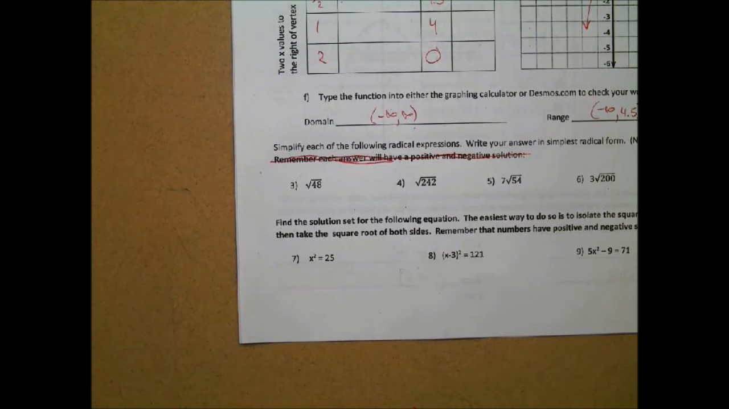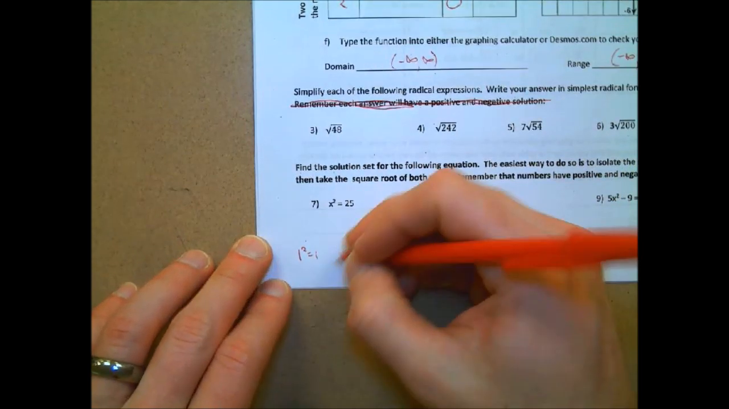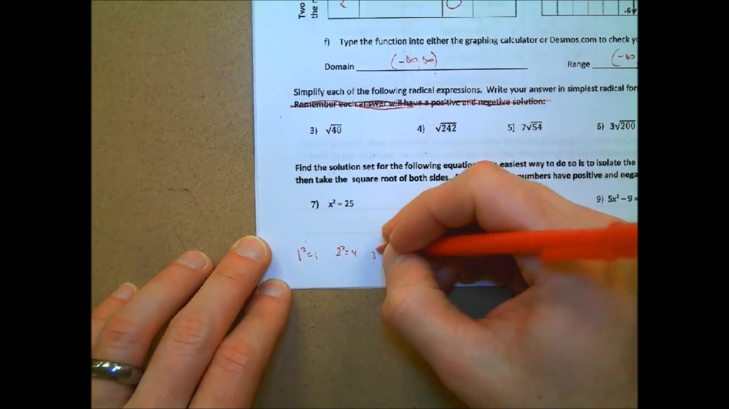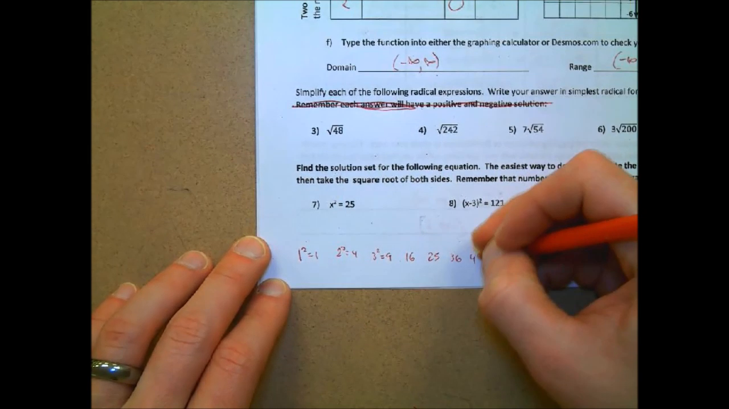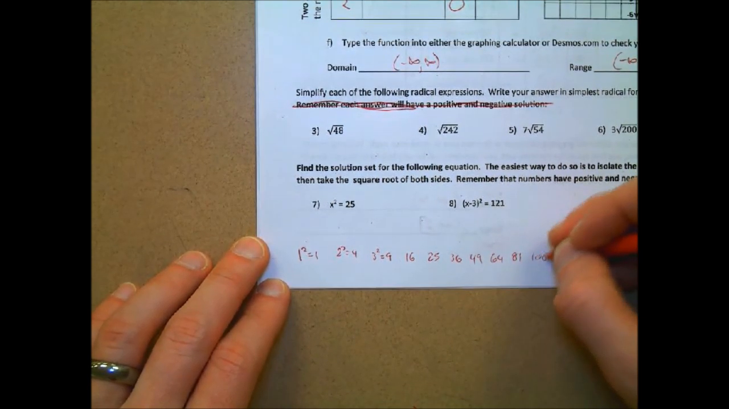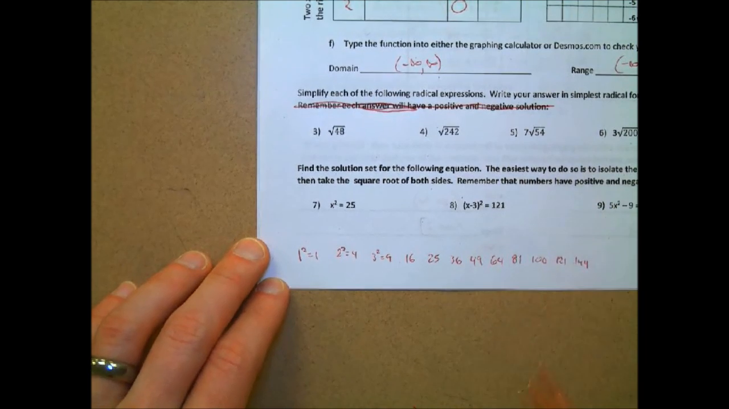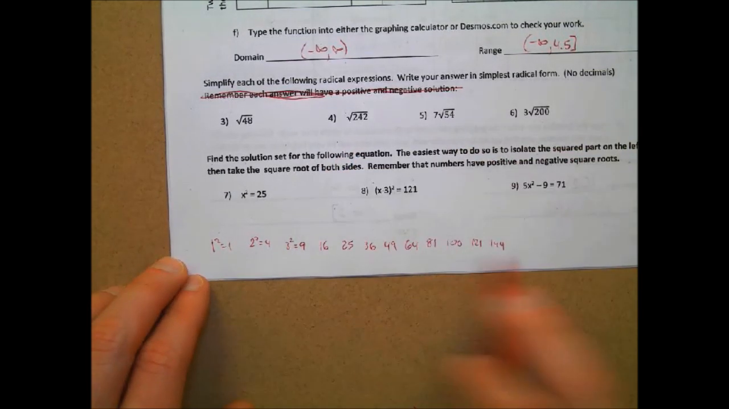All right. Now, am I going to give you the perfect squares on your test tomorrow? No, I'm not. But how can you come up with the perfect squares? Just do them in your calculator. 1 squared is 1. 2 squared is 4. 3 squared is 9. And then 4 squared is 16, then 25, 36, 49, 64, 81, 100, 121, 144. You can literally just type them into your calculator and figure out what the perfect squares are. Write them out for yourself so you can refer back to them.